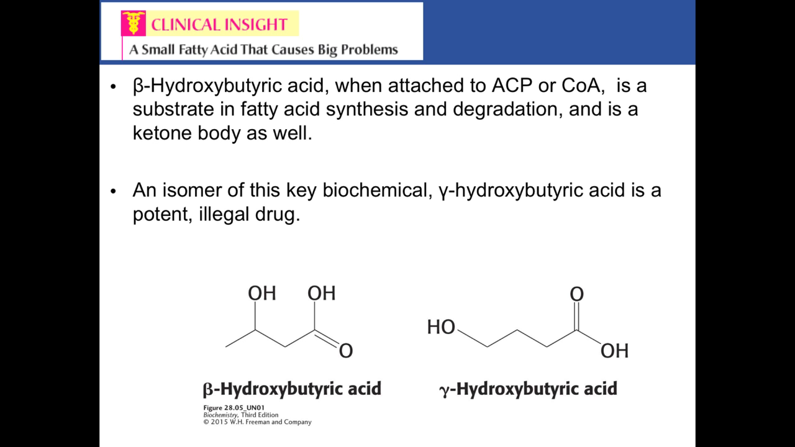I don't know what it is, to be honest with you. I just looked at the slide, potent illegal drug, and when I was standing here, I wondered what that means. This is right out of the textbook, so I will look that up tonight and see what it means, a potent illegal drug.